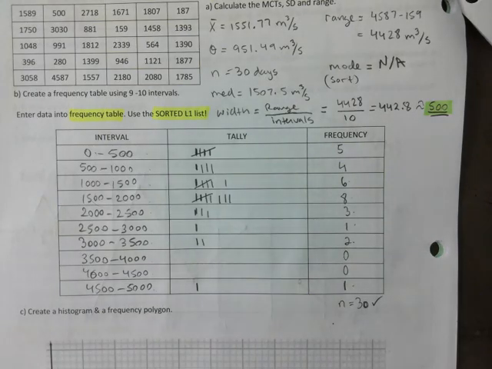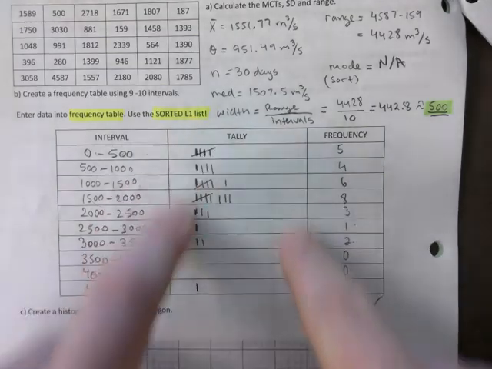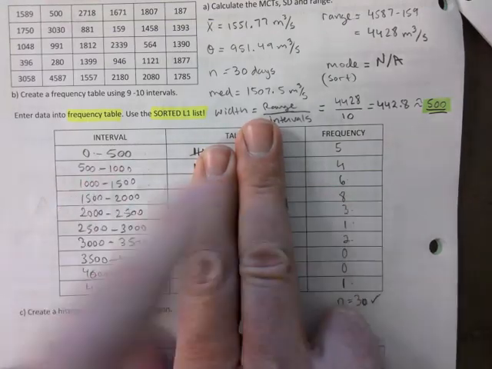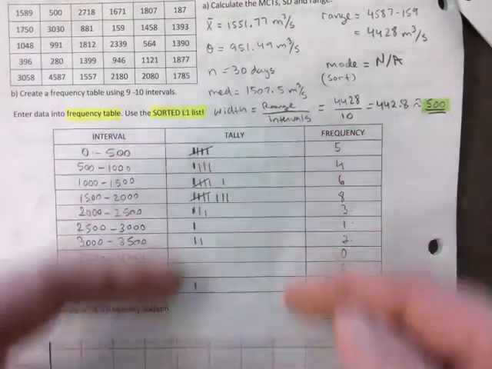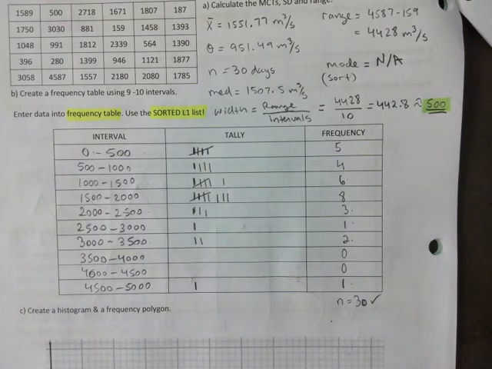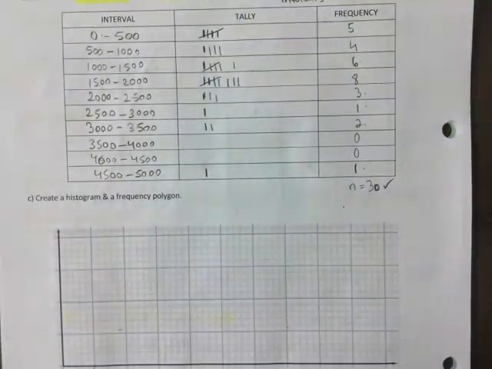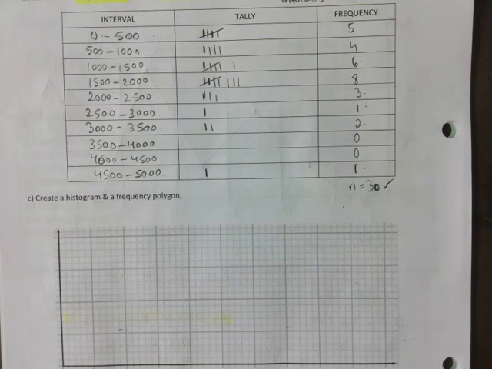At this point, if you had a device, I would get rid of this column if I could, right? So now technically this is our frequency table here. We just use the tally to kind of keep track of how many values are in that shelf. Okay? And now this is something you should be familiar with already, creating a histogram and a frequency polygon.